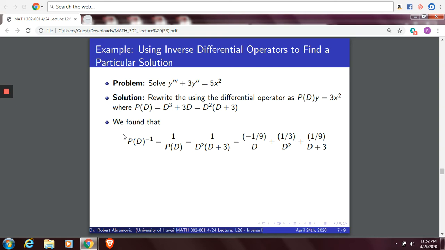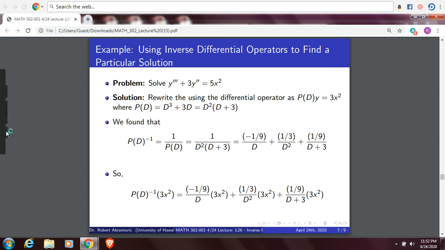And we found that P of D inverse is equal to 1 over P of D, which is equal to 1 over D squared times D plus 3, which is negative 1 over 9 times D, plus 1 over 3 times D squared, plus 1 over 9 times D plus 3. When you apply this to 3x squared, you just apply each of these operators to 3x squared: negative 1 over 9D applied to 3x squared, 1/3 over D squared applied to 3x squared, and 1 over 9 times D plus 3 applied to 3x squared.